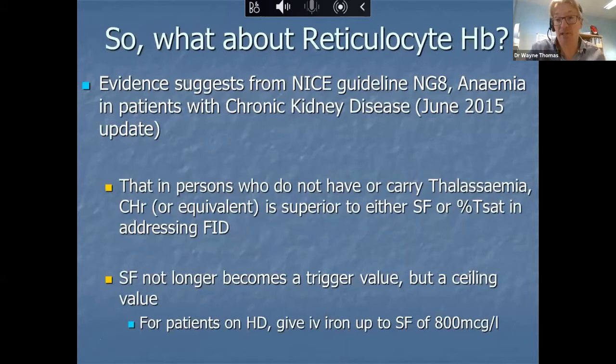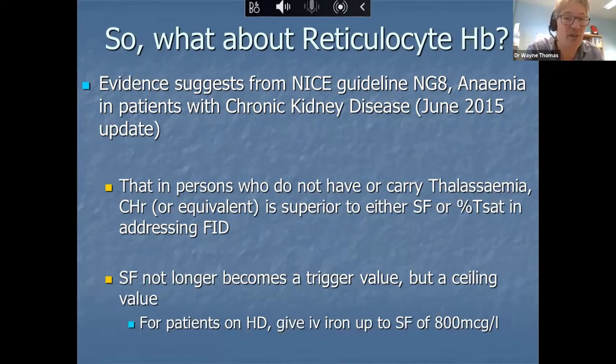So what about reticulocyte hemoglobin? Well, certainly we incorporated it into the June 2015 NICE guidelines. It was in there already, but mainly focusing on percentage hyperchromic cells, which if you've got a Siemens analyzer, you'll know that that's only reliable if you can get it into the laboratory within a couple of hours of actually taking the blood out of the patient.